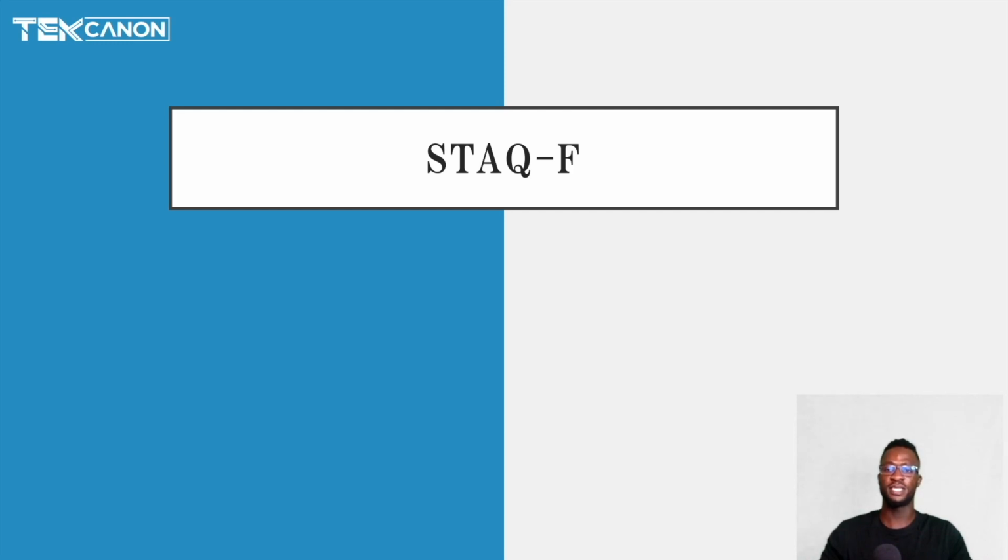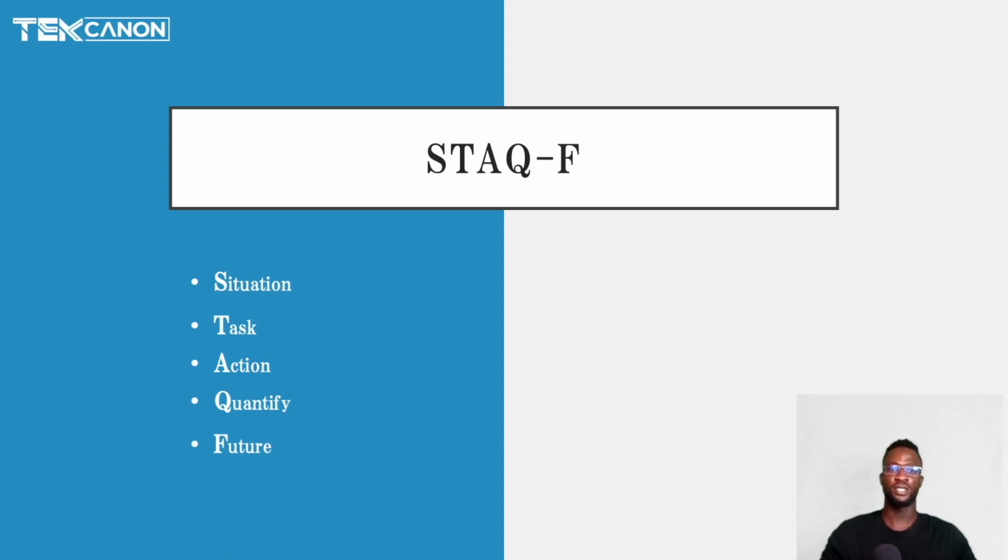Now, moving on to the STAQ-F method of answering questions during the interview. Like I said, this was a method I formulated as a variation of the STAR method, which a lot of people are familiar with. What does the STAQ-F stand for? S is for situation, T is task, A is action, Q is quantify, and F is for future.